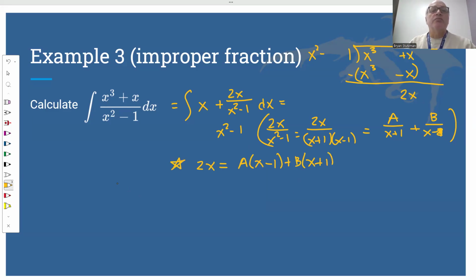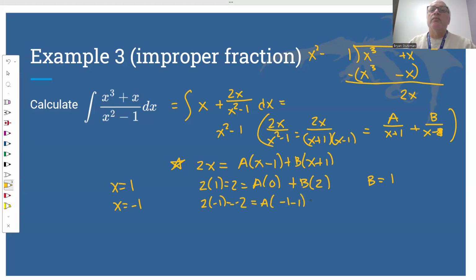Plug in convenient values. Let's plug in x equals 1. I get 2 times 1, which is 2, is equal to a times 0, plus b times 1 plus 1, which is 2. So I get b is equal to 1. Let x equal negative 1. I get 2 times negative 1, which is negative 2, is equal to a times negative 1 minus 1, plus b times negative 1 plus 1. That disappears. I get negative 2 is equal to negative 2a, or a is equal to 1 also.